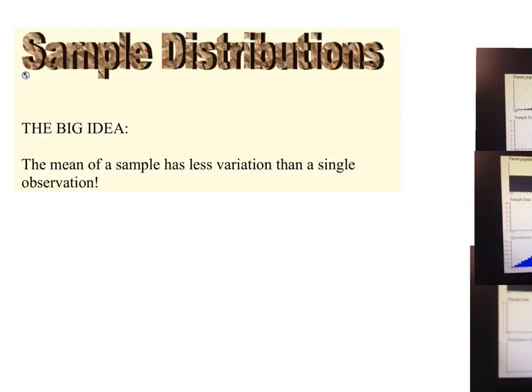So the big idea we talked about last week, if you'll recall, is that when we start talking about samples, like sample proportions or sample means, those things have less variability than single observations do. And I wanted to just show you a couple examples.